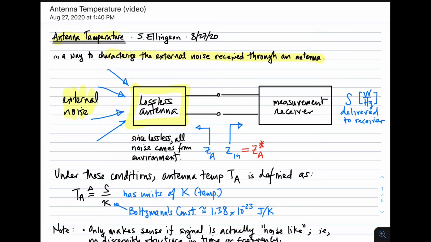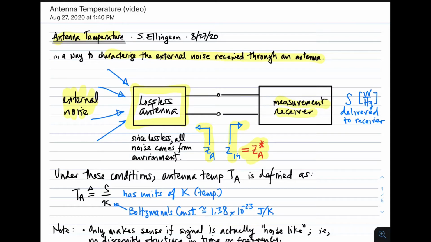Here is the external noise incident on the antenna. The impedance of the antenna is Z sub A, and we have to somehow observe this noise. So we have a measurement receiver. The input impedance of the measurement receiver is Z sub in. And again, for the purposes of this analysis, we're going to assume that it's conjugate matched so that the maximum power is transferred from the antenna to the measurement receiver.